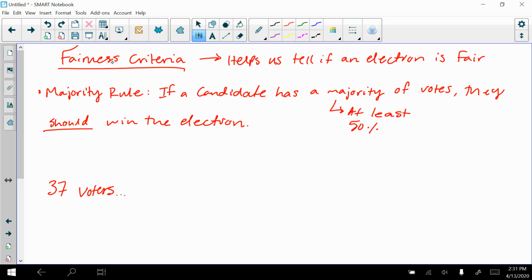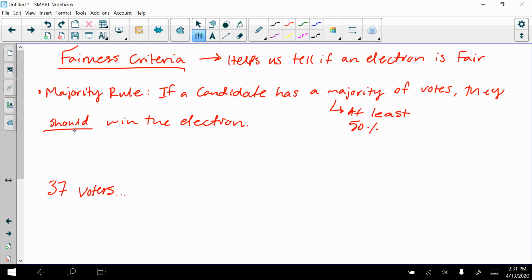The first one that we're going to look at, the first fairness criteria, is something called the majority rule. And you're all familiar with what this is. It's the idea that if a candidate has a majority of the votes, meaning at least 50% or at least half of the votes going towards a certain candidate, they should win the election. And I say that they should win because they don't always win if they have a majority of the votes. Okay?